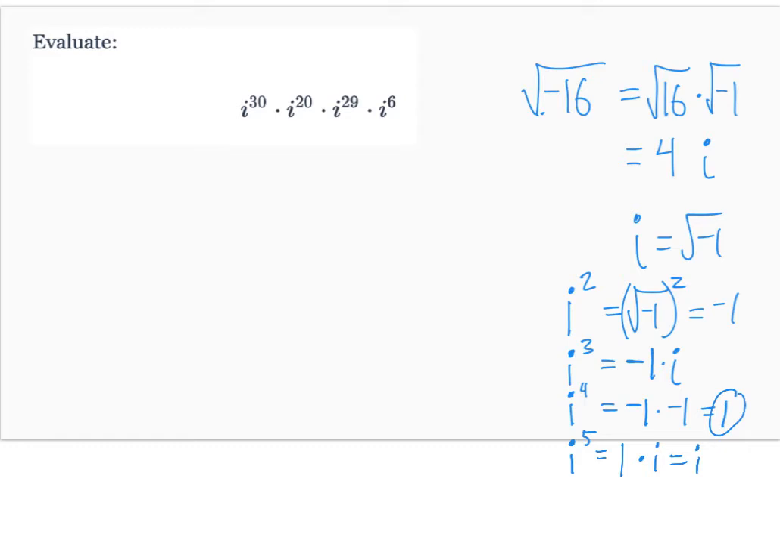The first thing I'm going to do, if I see i to the 30 times i to the 20 times i to the 29 times i to the 6th, is combine my exponents as best I can. 30 plus 20 is going to be 50. Plus 29 is going to be 79. Plus 6 is going to be 85.